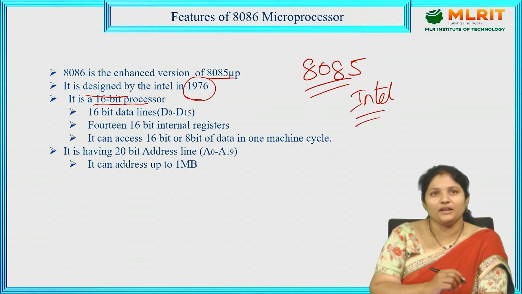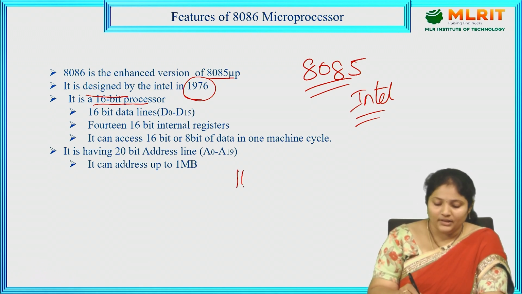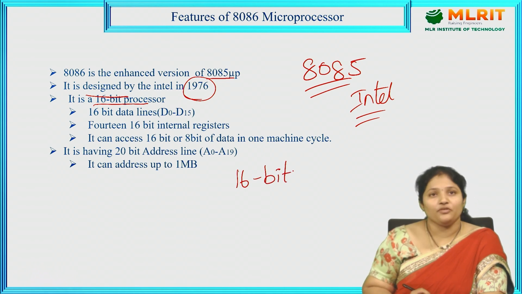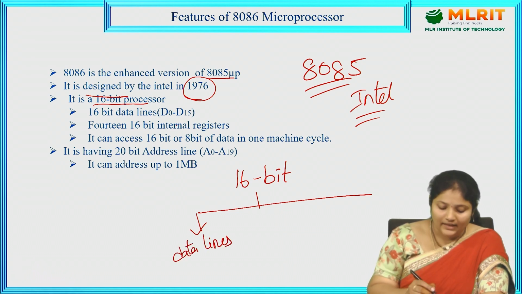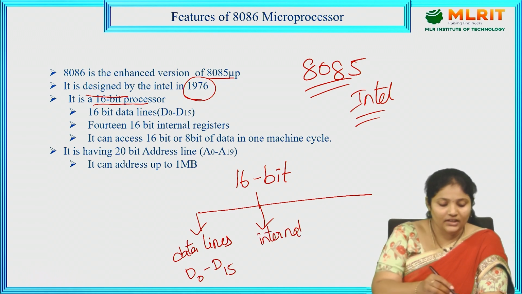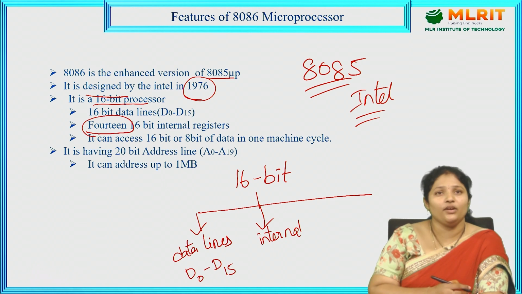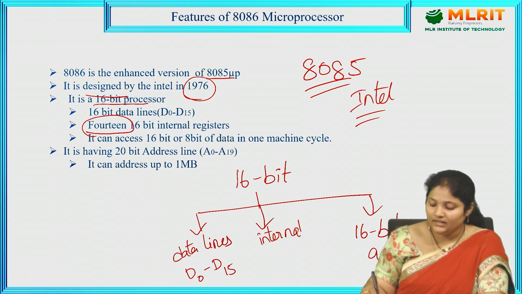It is a 16-bit microprocessor. In the previous video, I already discussed what bit processing is. A 16-bit microprocessor needs to support three basic things. First, it should always have data lines of 16 bits, so the data lines run from D0 to D15. Second, it must have internal registers of size 16 bits, and there are 14 internal registers in the 8086 microprocessor. And the last one is that it should access 16 bits of data at a time.